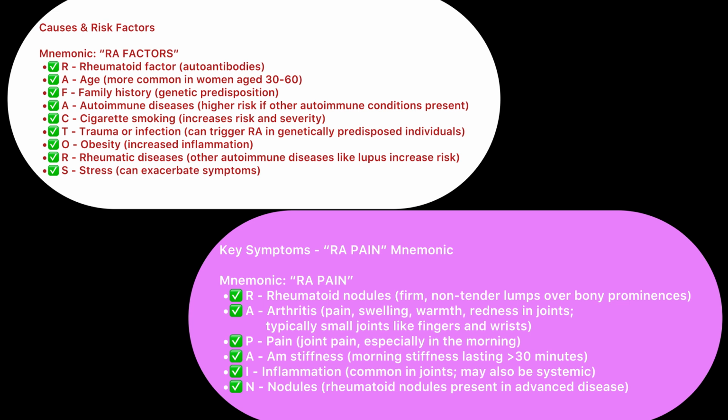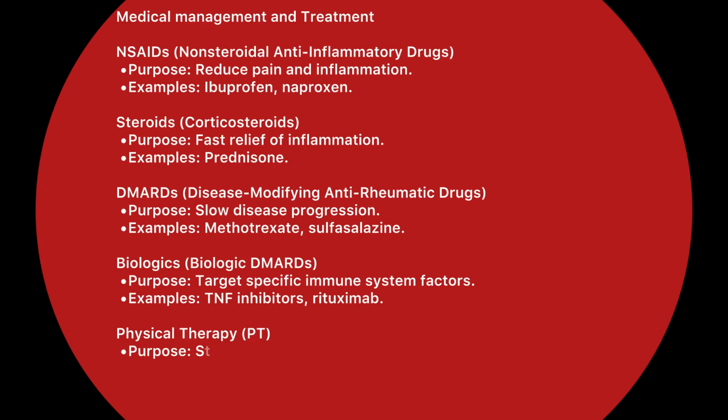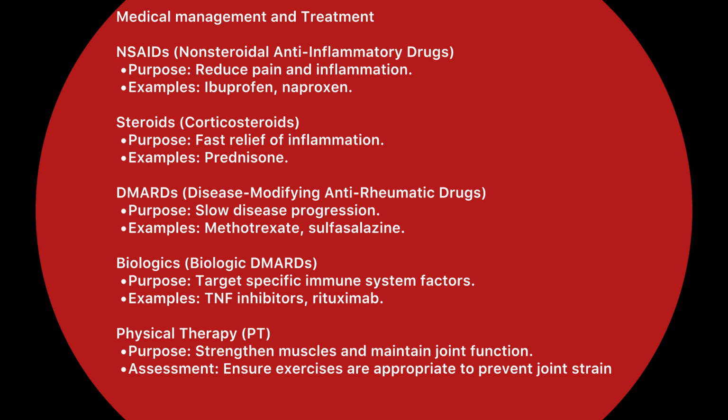Key signs and symptoms are rheumatoid nodules and arthritis signs and symptoms like pain, swelling, warmth, and stiffness, like morning stiffness. Treatment is needed in this condition because it can be severe if not treated on time. Commonly used medications in RA are NSAIDs, steroids, DMARDs (disease-modifying anti-rheumatic drugs), and biologic agents. Physical therapy is needed.